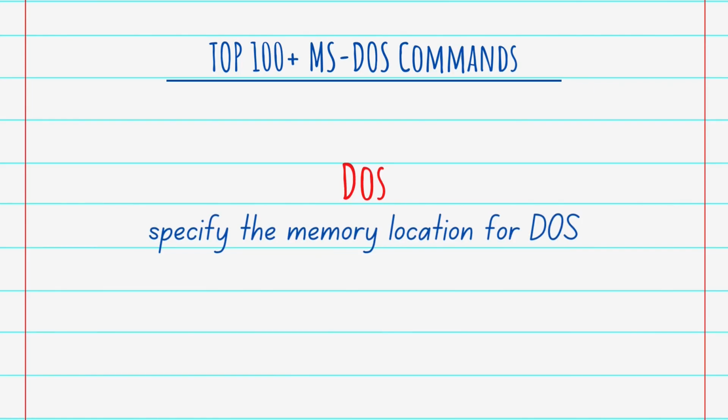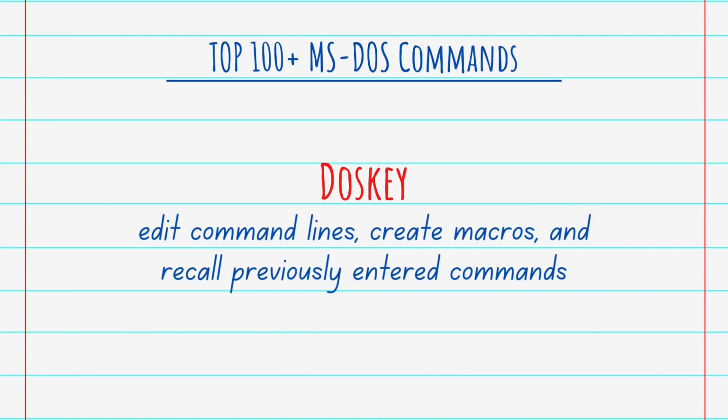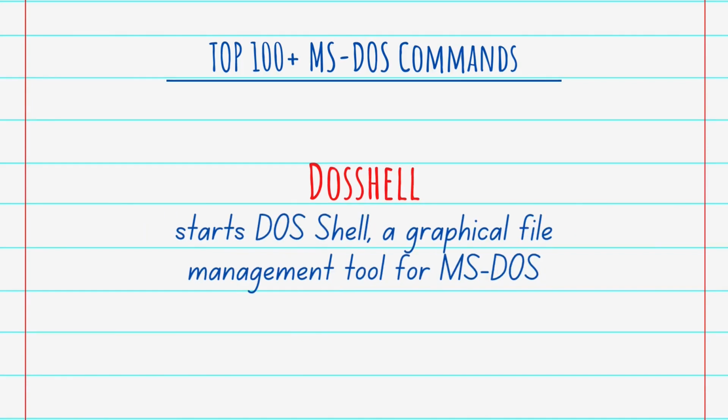Next is dos. The dos command is used in the config.sys file to specify the memory location for DOS. Next is doskey. The doskey command is used to edit command lines, create macros, and recall previously entered commands. Then next is dosshell. The dosshell command starts DOS Shell, a graphical file management tool for MS-DOS.